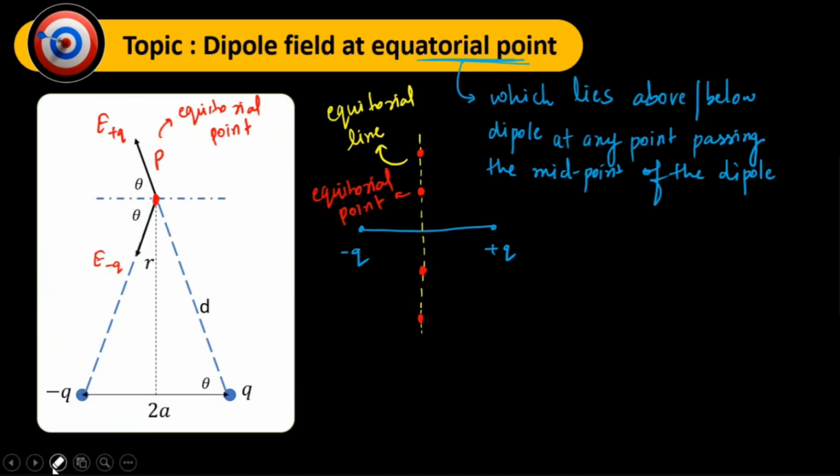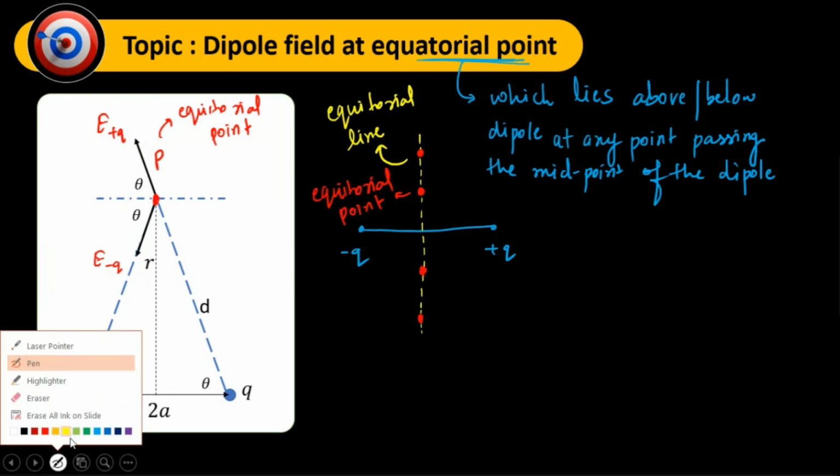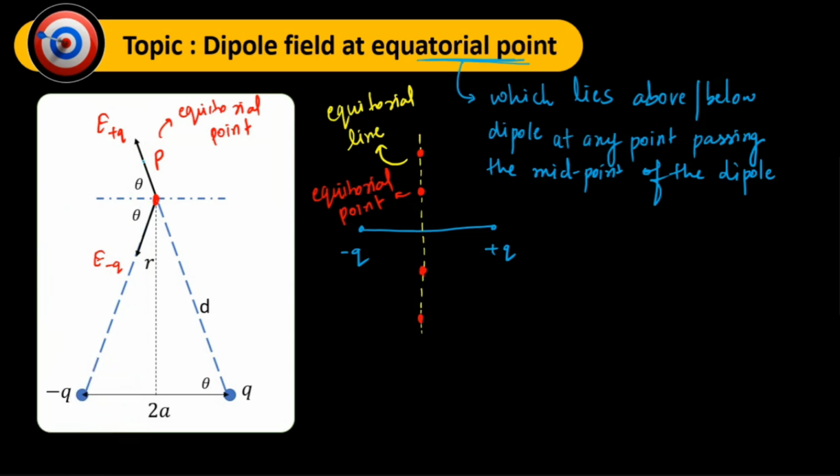In order to find out the resultant of these two electric fields, what we are supposed to do is resolve these two fields into components. So what we know is along the theta, the electric field must have a component which is called E cos theta. So it is going to be E plus Q cos theta directed towards negative i cap.